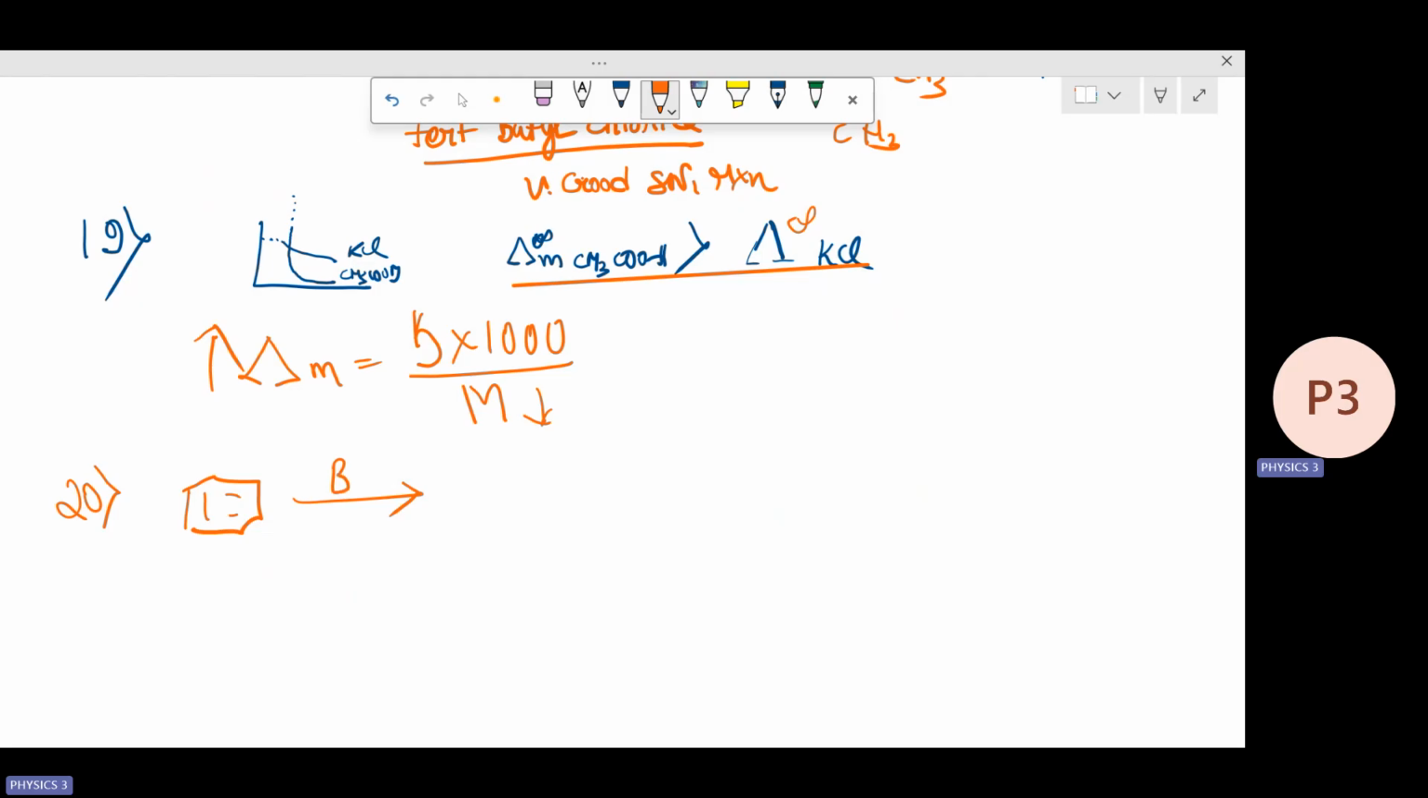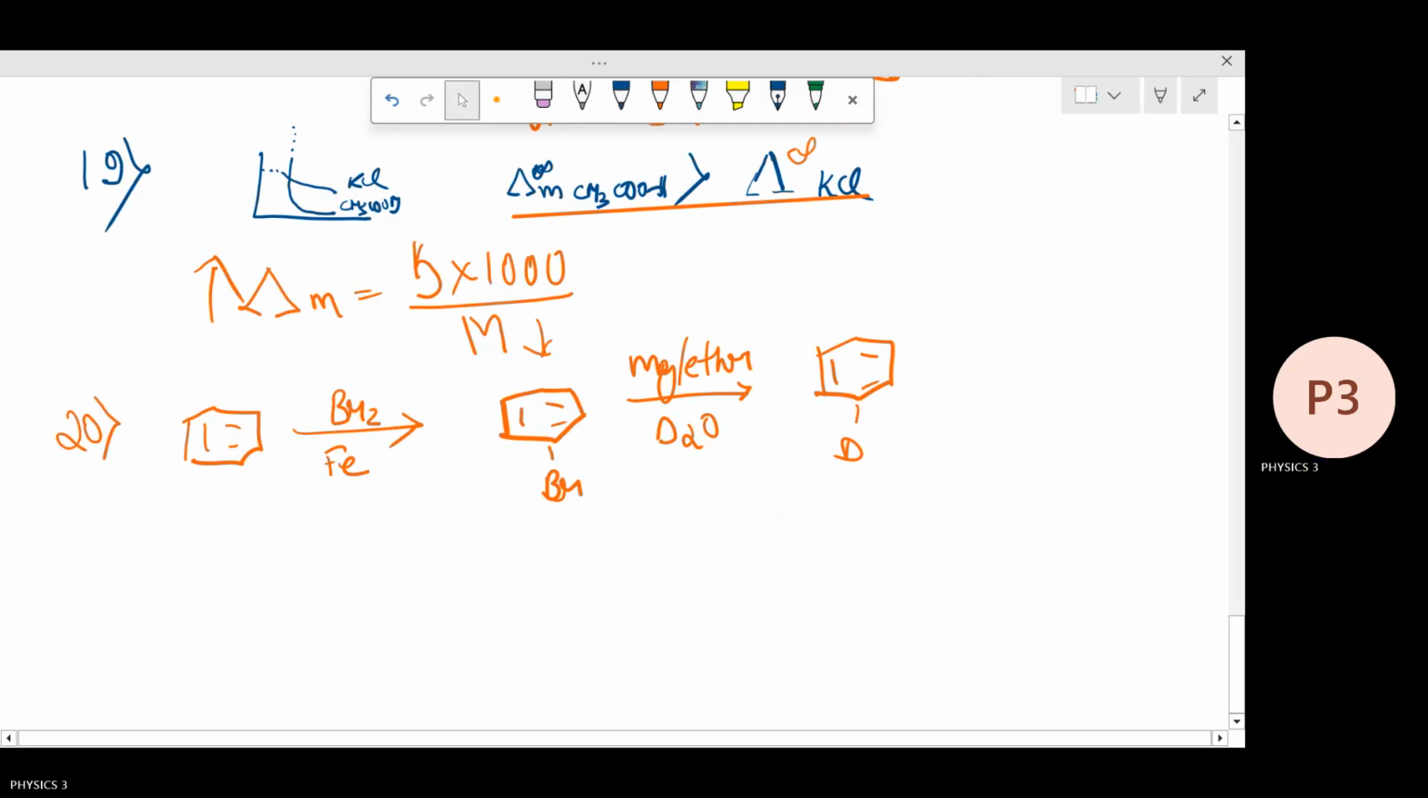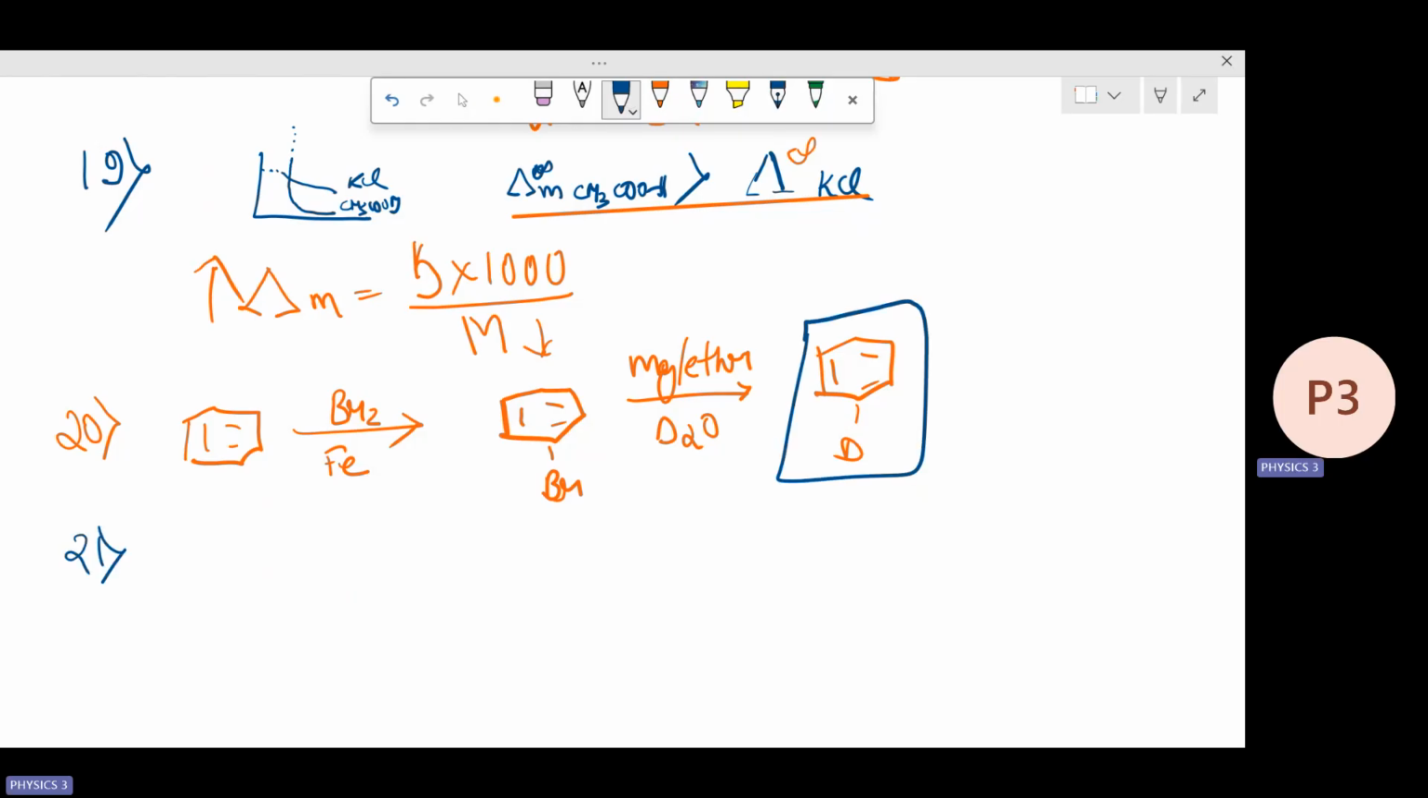Question number 20, they have directly given benzene along with Br2 and Fe. As soon as you give Br2 and Fe into the reaction, you are going to get benzene with Br. Now, as soon as you give Mg dry ether in presence of D2O, what are you going to get? You are going to get bromine replaced by deuterium, and here will be D. The final answer will be deuterated benzene.